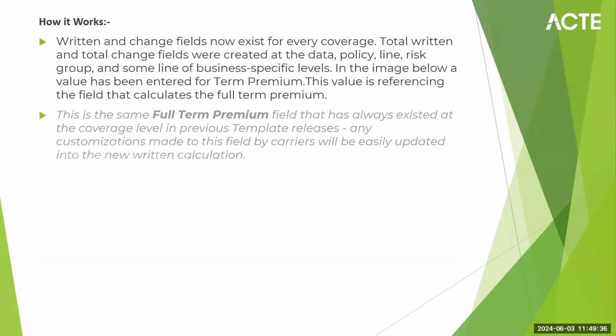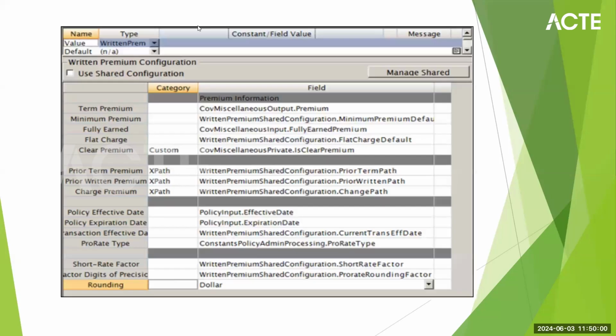Return and changes fields now exist for every coverage. Total return and total change fields were created at the policy, data, line, and risk group, and some lines of business, specified at the level in the image below. This is the same fully return premium that already existed at the coverage level in the previous template release. For example, I have taken this. This is the return premium.